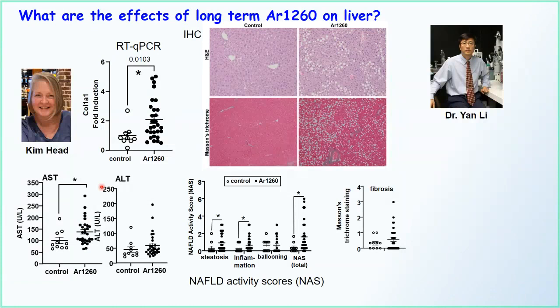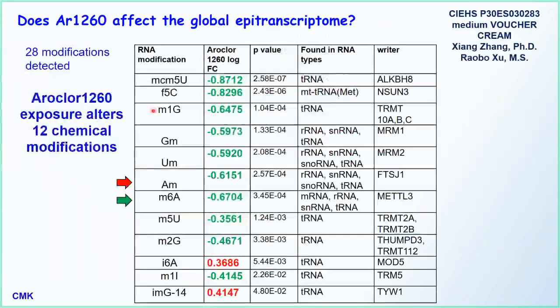Okay, so Yan Li did perform the IHC analysis of these samples. Oh, and go back over here. So Kim ran AST and ALT. We see an increase in AST, but not an increase in ALT in the Aroclor 1260 exposed liver samples. But Dr. Li did a NAS score, so the NAFLD activity score. So we see an increase in steatosis and inflammation, but not in ballooning. So we don't see the damage to the hepatocytes. But NAS scores are increased and fibrosis is increased. And this is a gene that is a fibrosis gene. And what we can see is it's increased in real-time quantitative PCR.